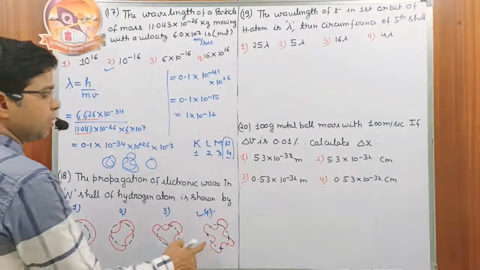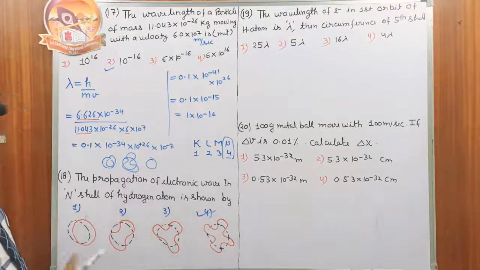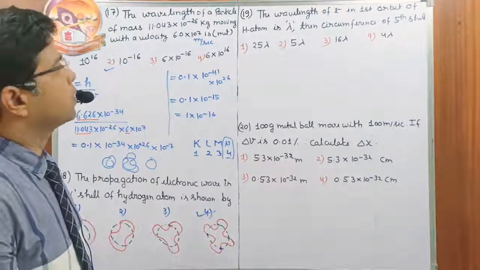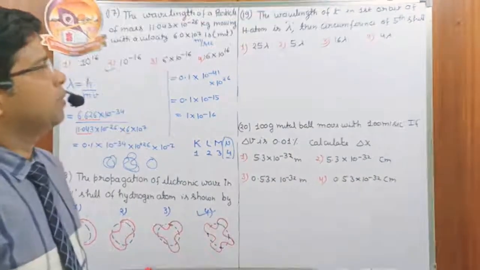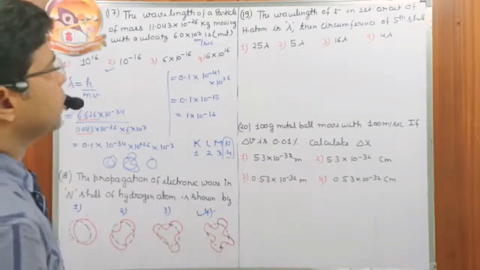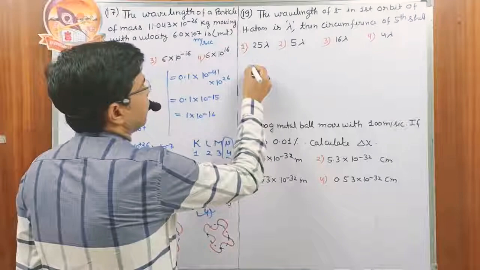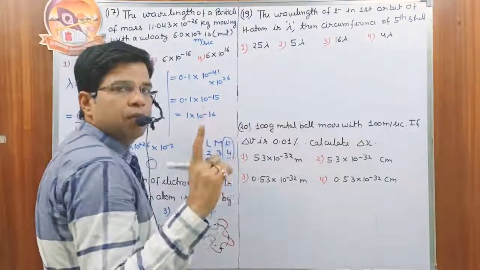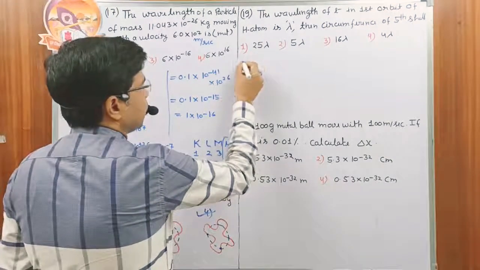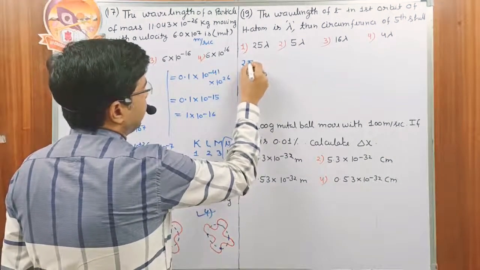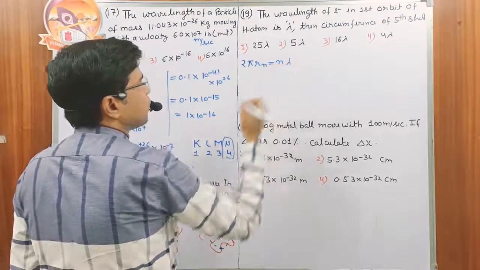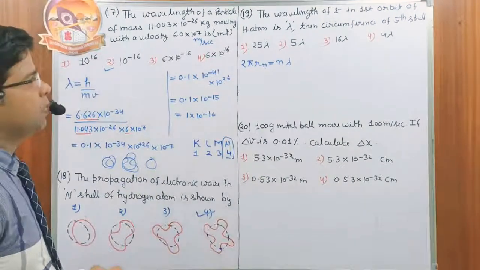In this one we have the wavelength. Now question number 19: the wavelength of the electron in the first orbit of the hydrogen atom is lambda. Then what is the circumference of the fifth shell? Look, they have given that the first shell wavelength is lambda. So 2 pi r n is equal to n lambda. This is the formula which we have in the de Broglie.